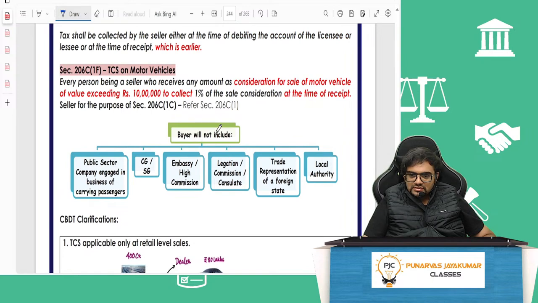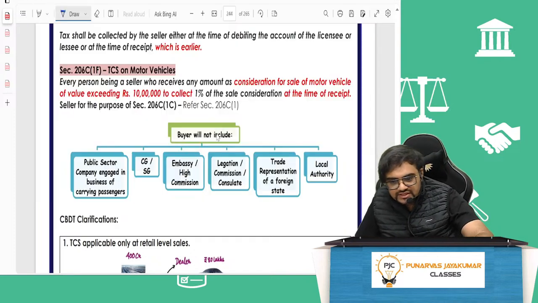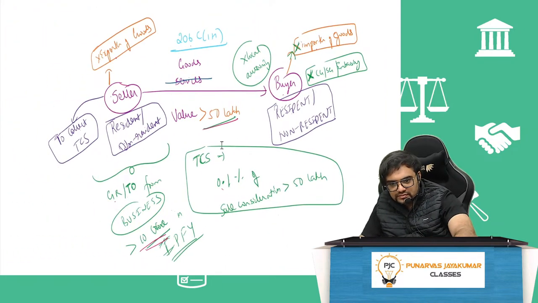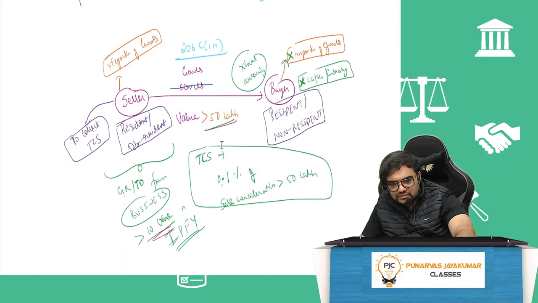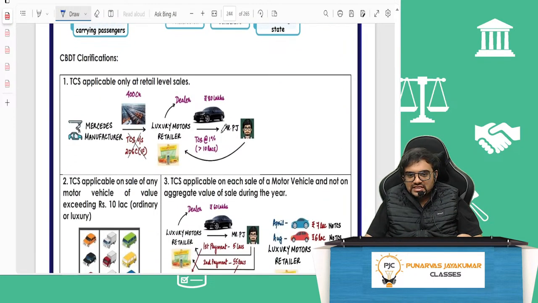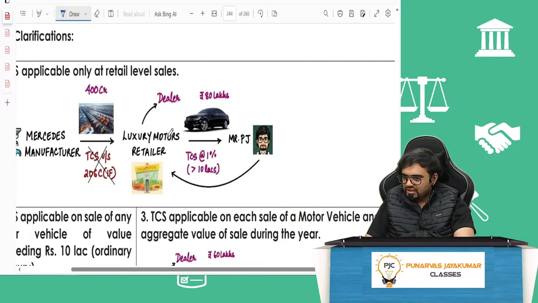Motor vehicles. Every person being a seller receives any amount as consideration for sale of motor vehicles of value exceeding 10 lakh rupees. So buyer will not include state government and all that. Now, TCS is applicable only at retail level sales. So a Mercedes manufacturer selling to a luxury motor car dealer at 400 crore, TCS under section 206C1F will not come. The luxury motor retailer is selling to Mr. PJ an 80 lakh vehicle. So yes, TCS at 1% will come for more than 10 lakhs.